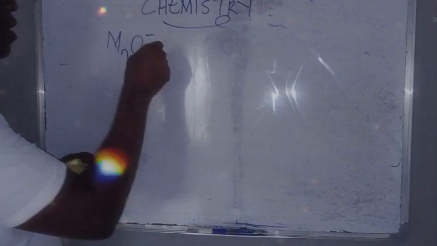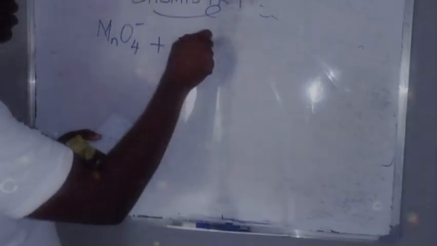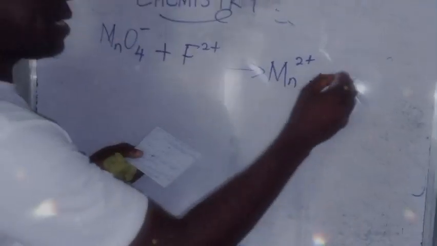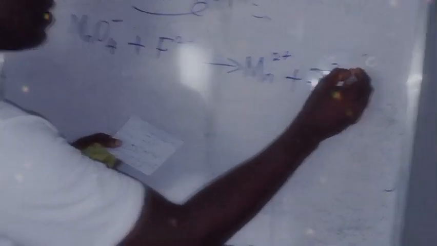MnO4 minus plus Fe2+ giving us this Mn2+, okay, then Fe3+. Now if you look at this, the same rules apply in an acidic medium, not in an alkaline medium, because it's a different ball game. Today we are addressing acidic medium balancing of ionic equation.